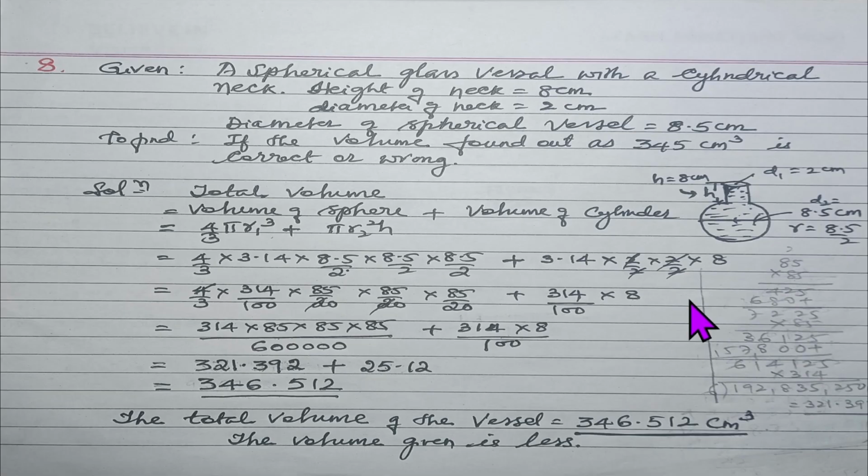Now further simplification, we can keep on simplifying, and I found out the value to be 321.392 for this, plus 25.12, and therefore the ultimate answer is 346.512. So the volume we have got is 346.512 centimeter cube, but the answer which is already given is 345 centimeter cube, which is definitely less than what we have got. Therefore what we can say is the volume given in the answer is incorrect. So the correct answer is 346.512 centimeter cube approximately.